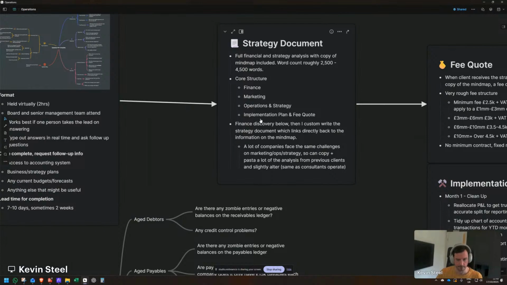So what's going to happen in the first 30 days? What's going to happen in the next 30 days? And finally, what's going to happen in the final 30 days? And I will also give them a fee quote.